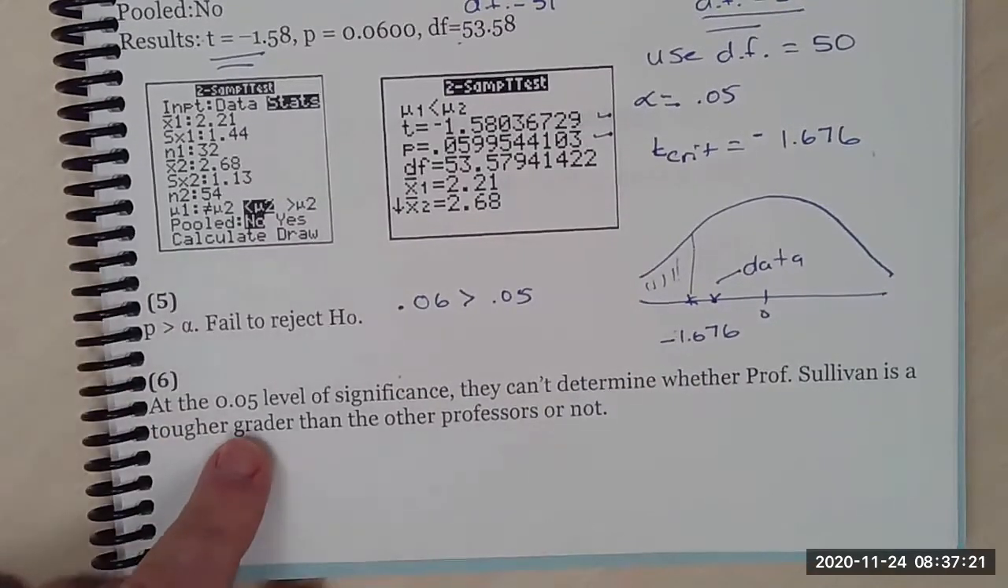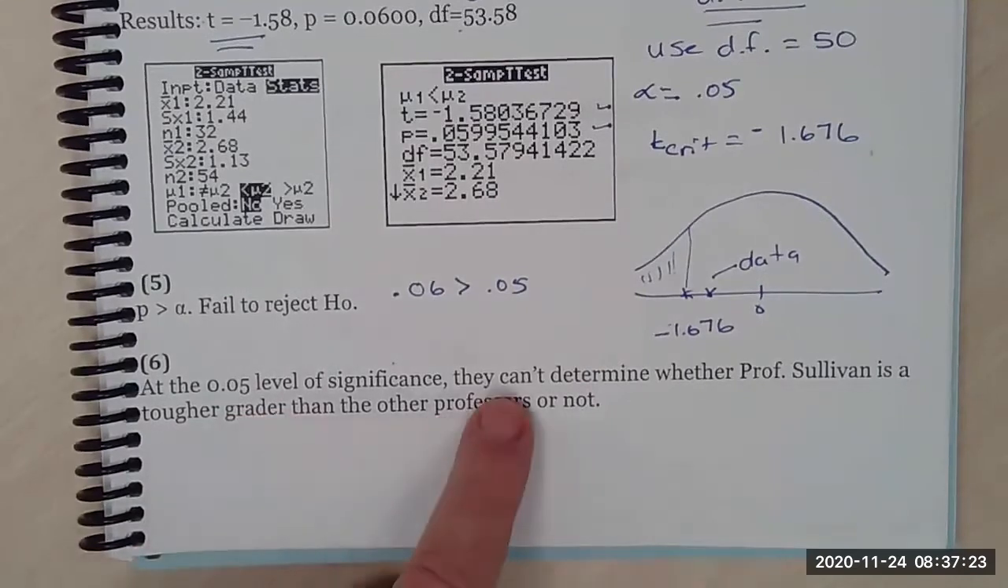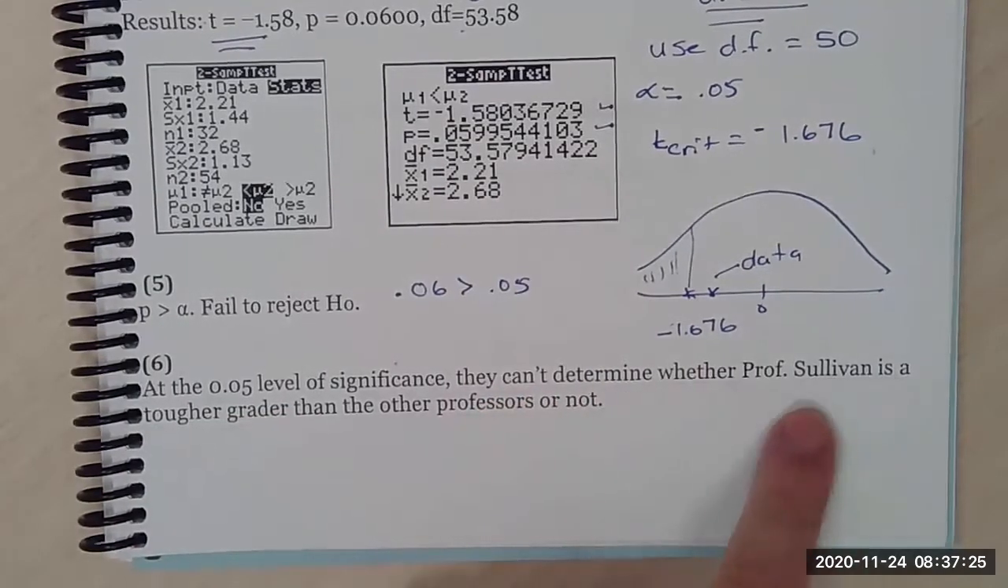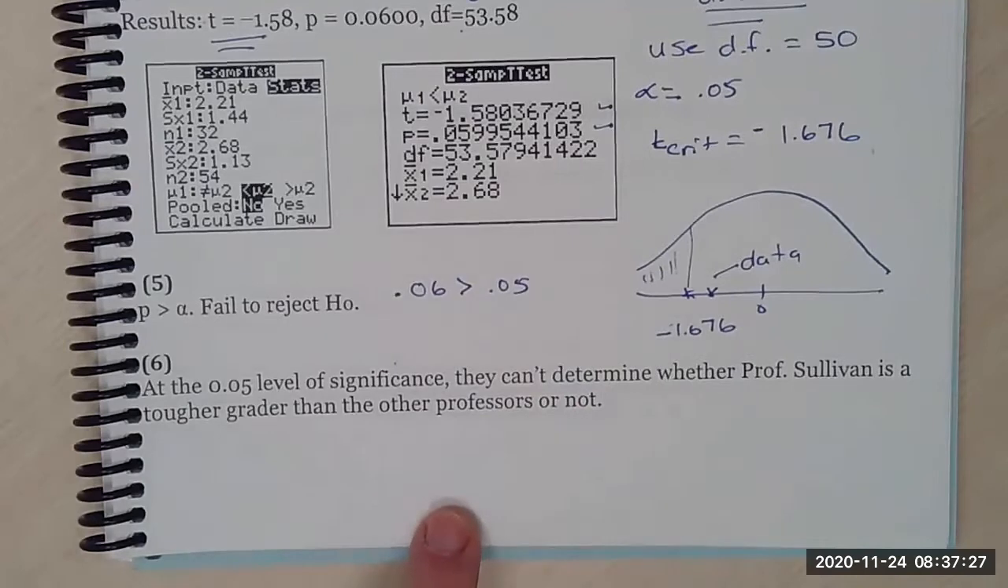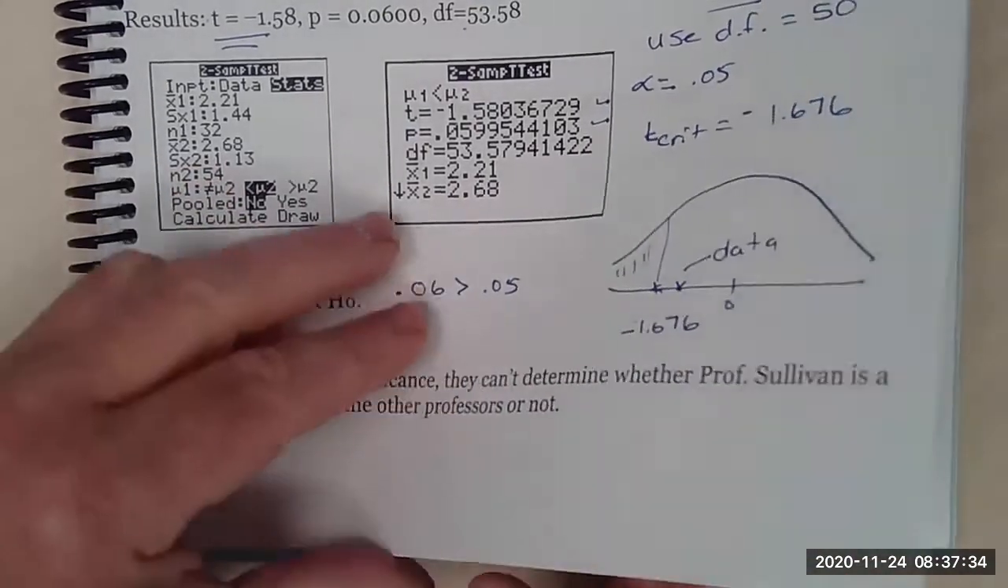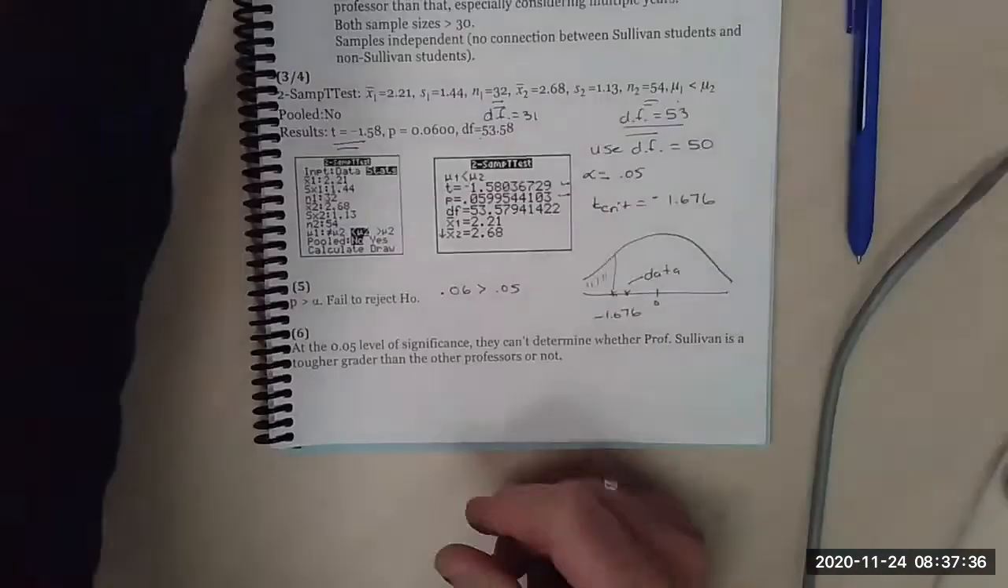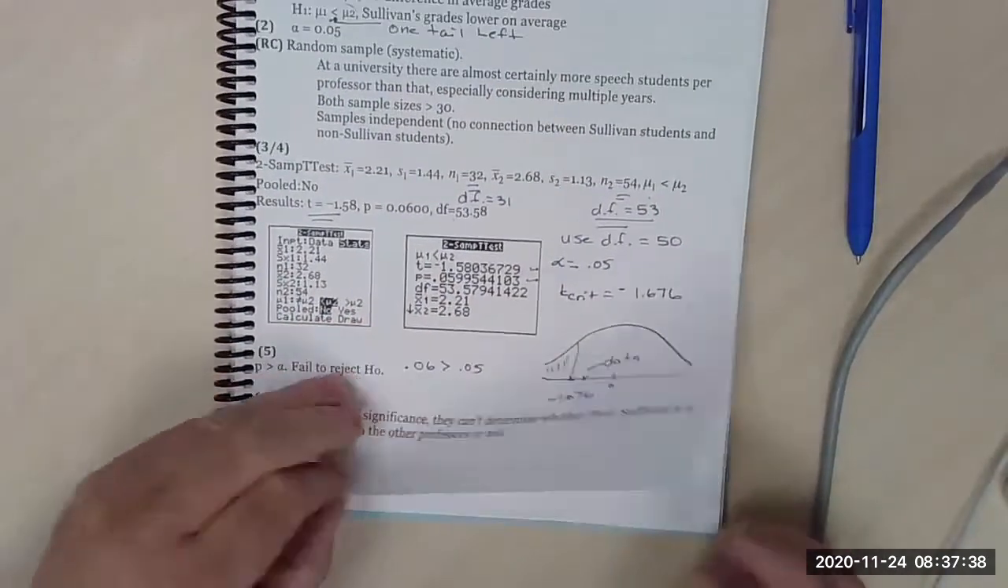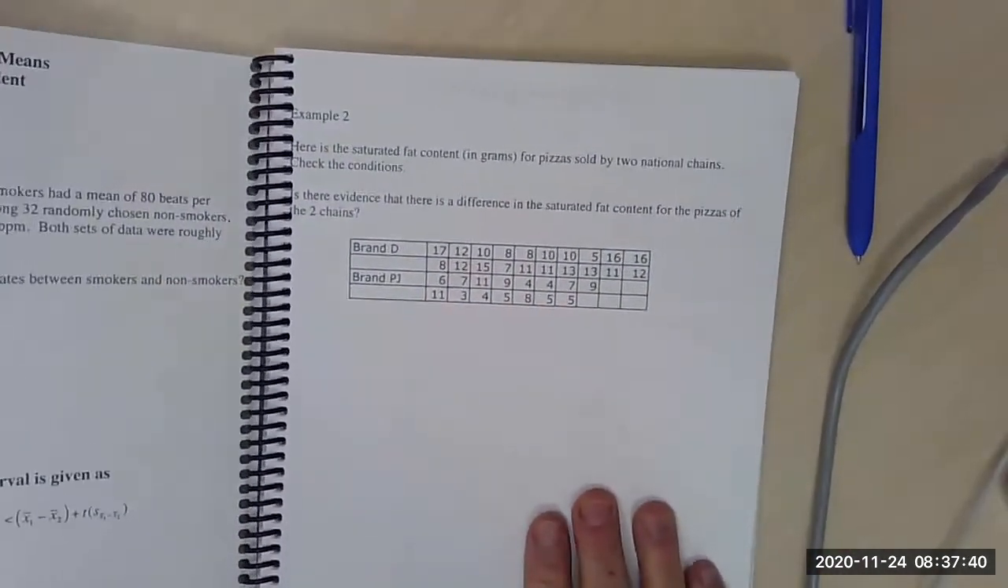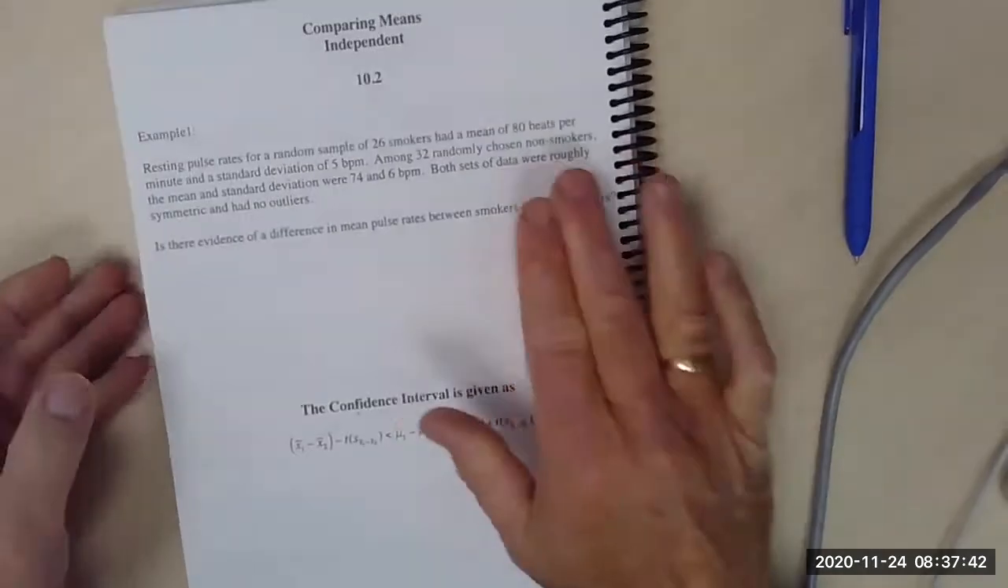So here's a statement at the end. At this level, you can't determine whether Professor Sullivan is actually a tougher grader or not. There's not enough evidence to determine that. Okay, that gives you a preview of what we're going to do. I think I have maybe 2 problems to do. And here's the first one.